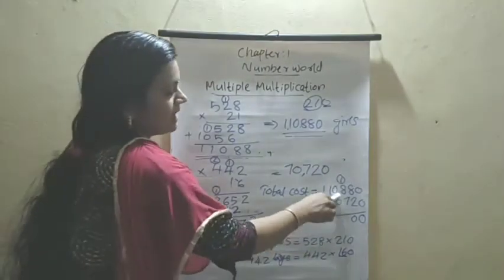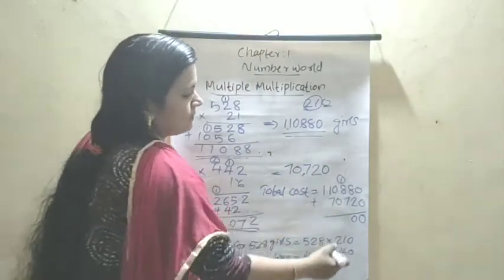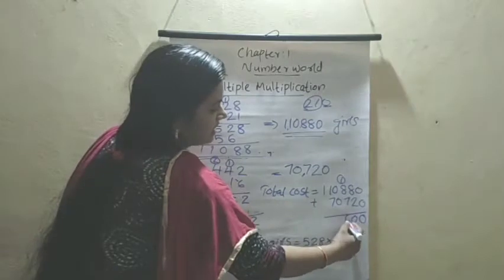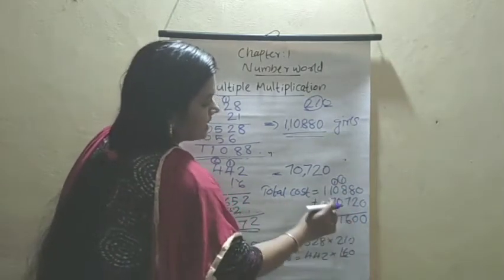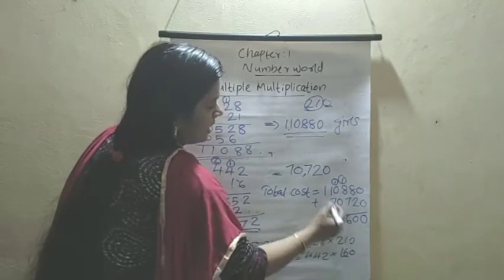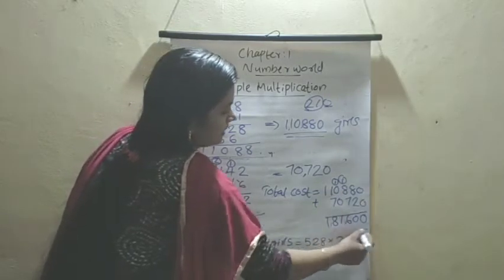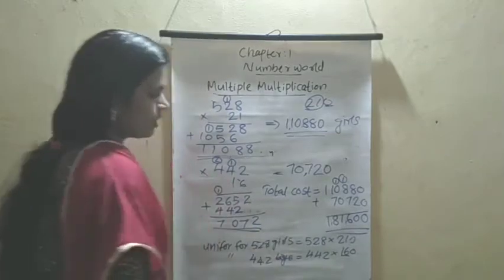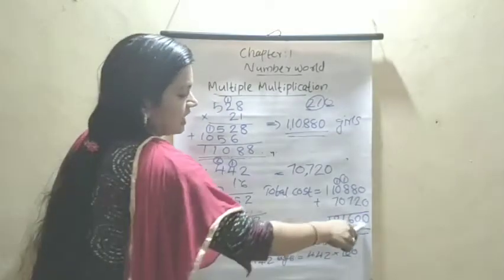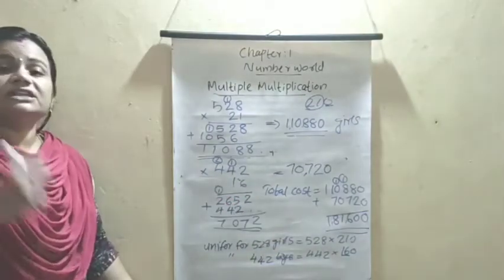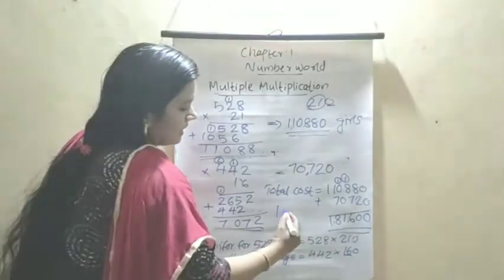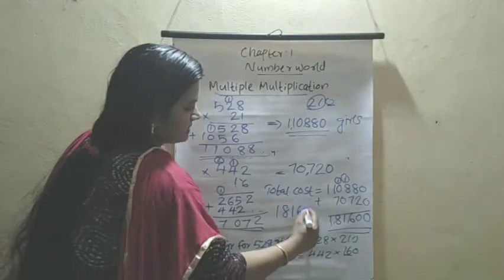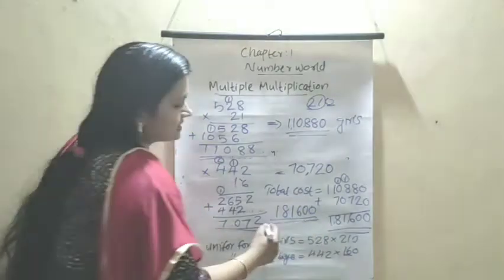Then 7 plus 8 is 15. 15 plus 1 is 16. 1 is the carryover. 0 plus 0 plus 1 is 1. 7 plus 1 is 8. 1 is right down. So how much rupees did we get? 1,81,600. What is the total cost of the uniform? 1,81,600. This is the answer.